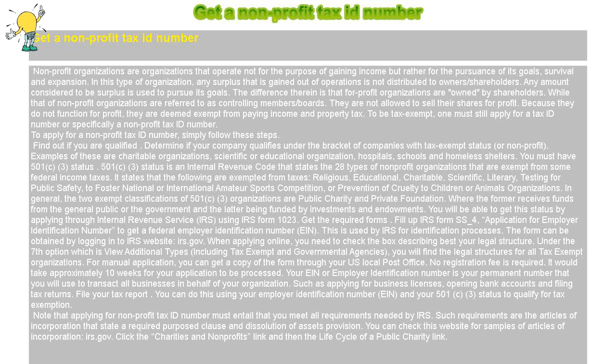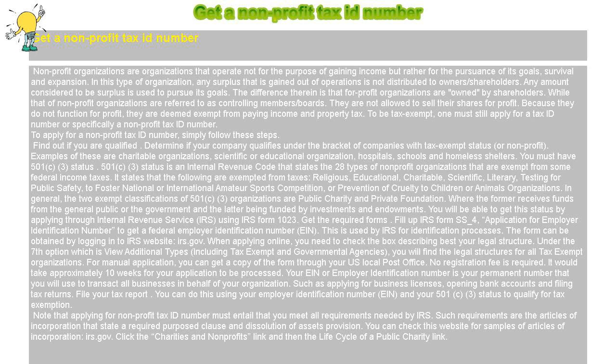The difference therein is that for-profit organizations are owned by shareholders, while that of non-profit organizations are referred to as controlling members/boards. They are not allowed to sell their shares for profit. Because they do not function for profit, they are deemed exempt from paying income and property tax.